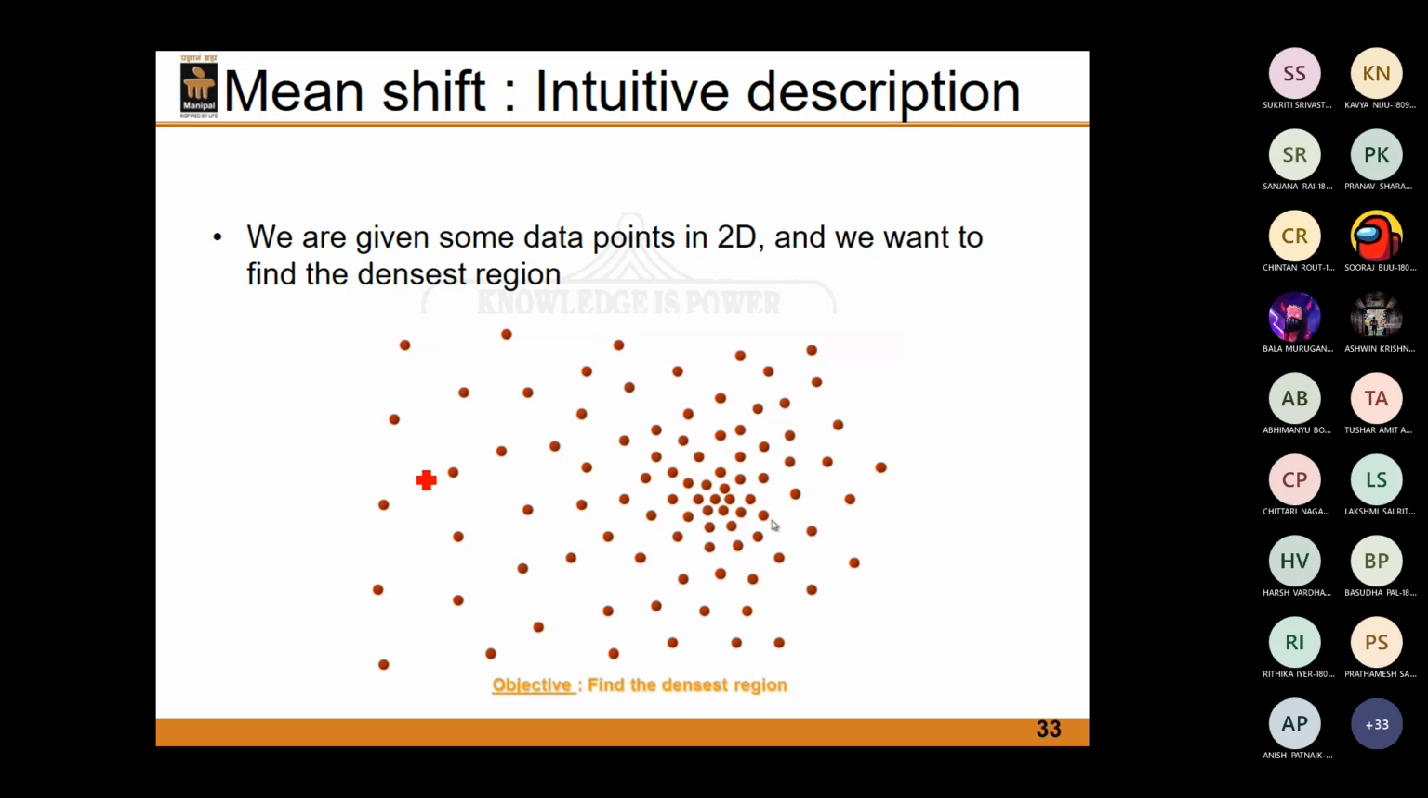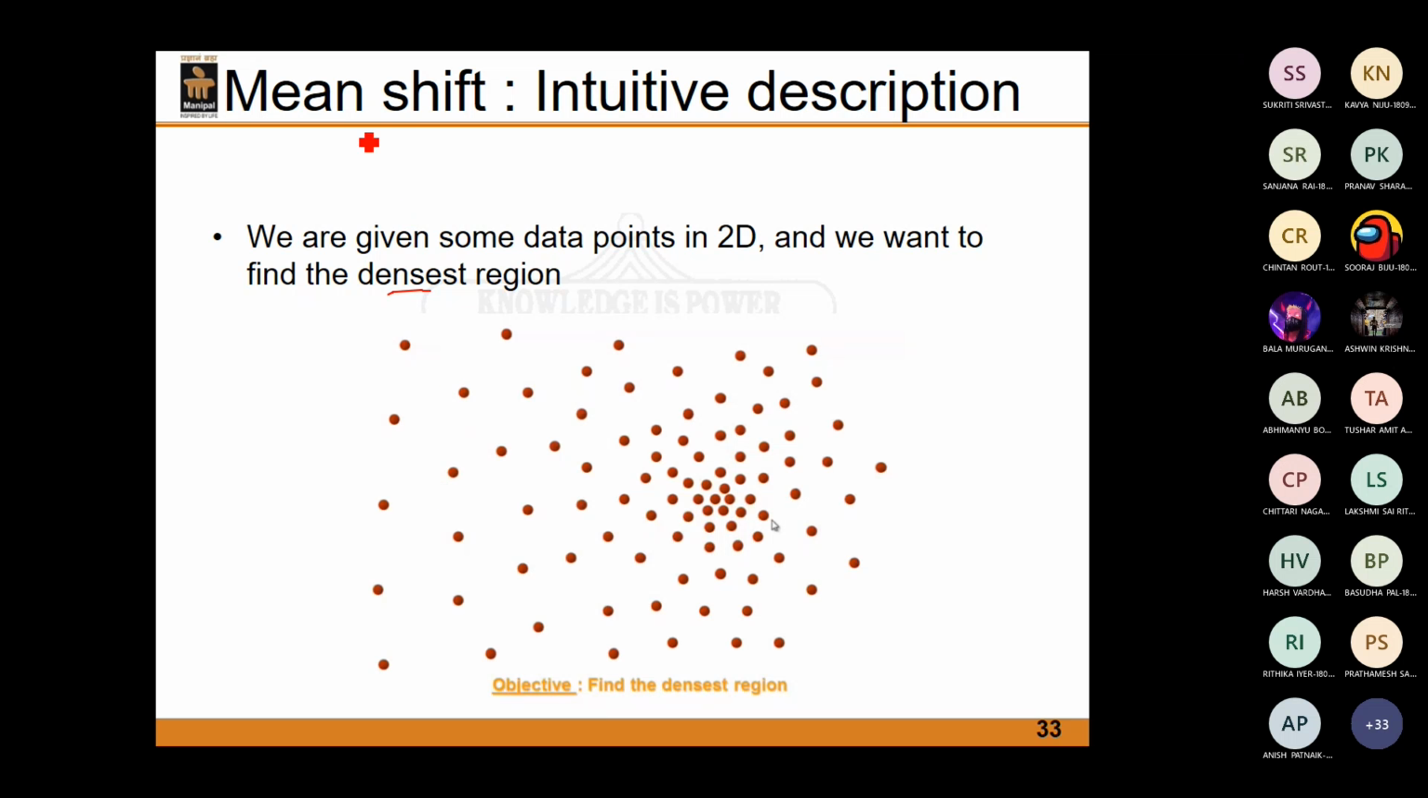Which means that you just have two parameters, or two coordinates, for representing each of the data points in this example. But in reality, you can have n-dimensional data points also. Here, just for simplification, we'll assume data points in 2D. And what we want to do is find the densest region. Densest region means the region which has the maximum number of data points crowded within it.